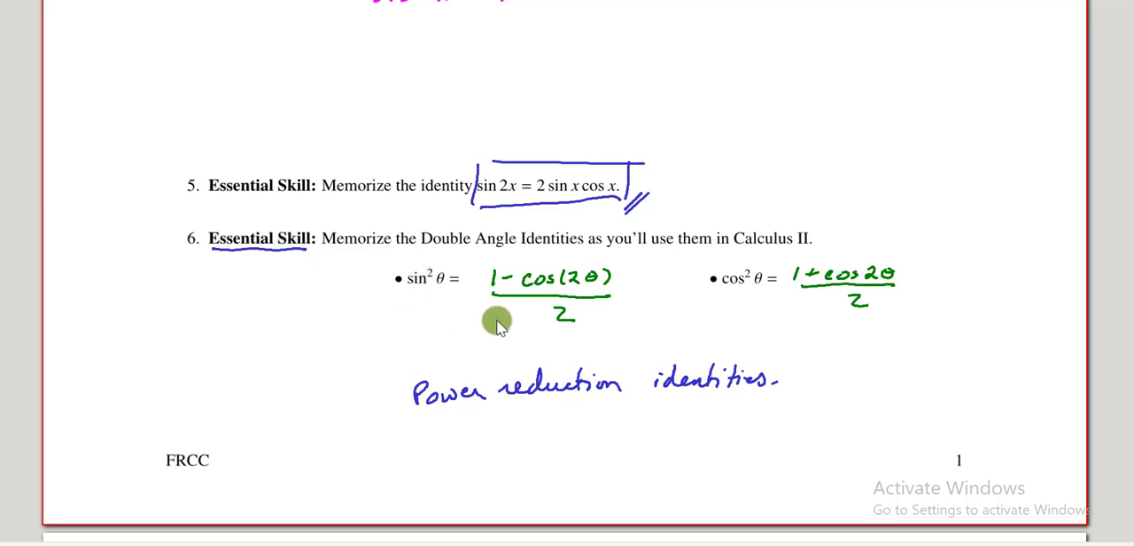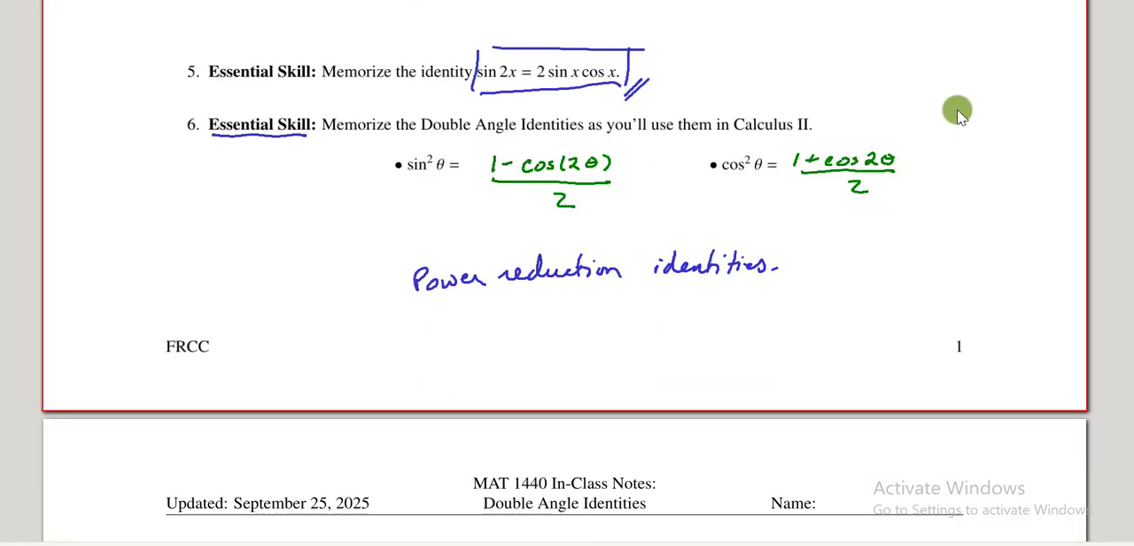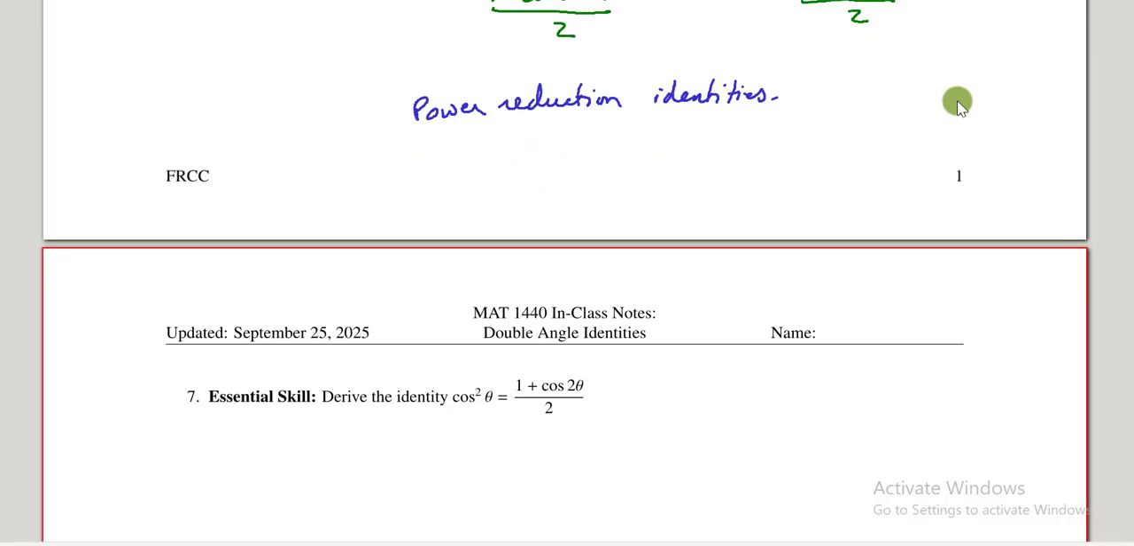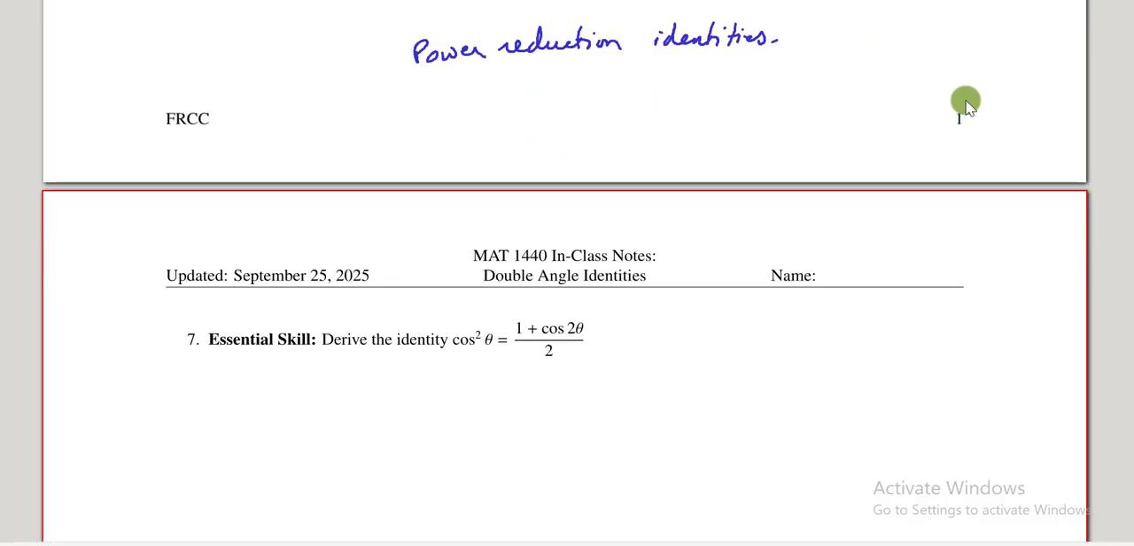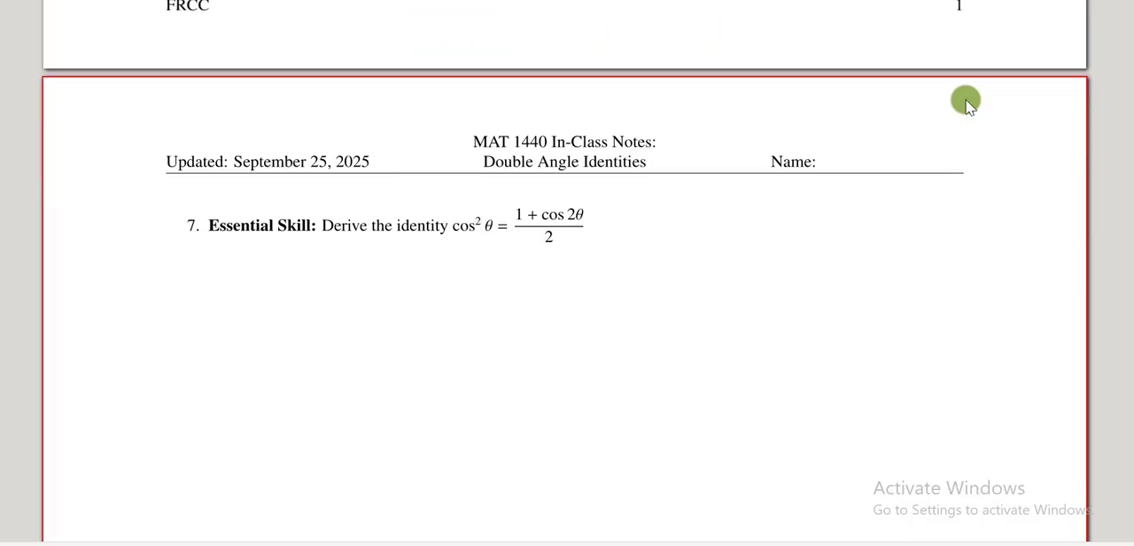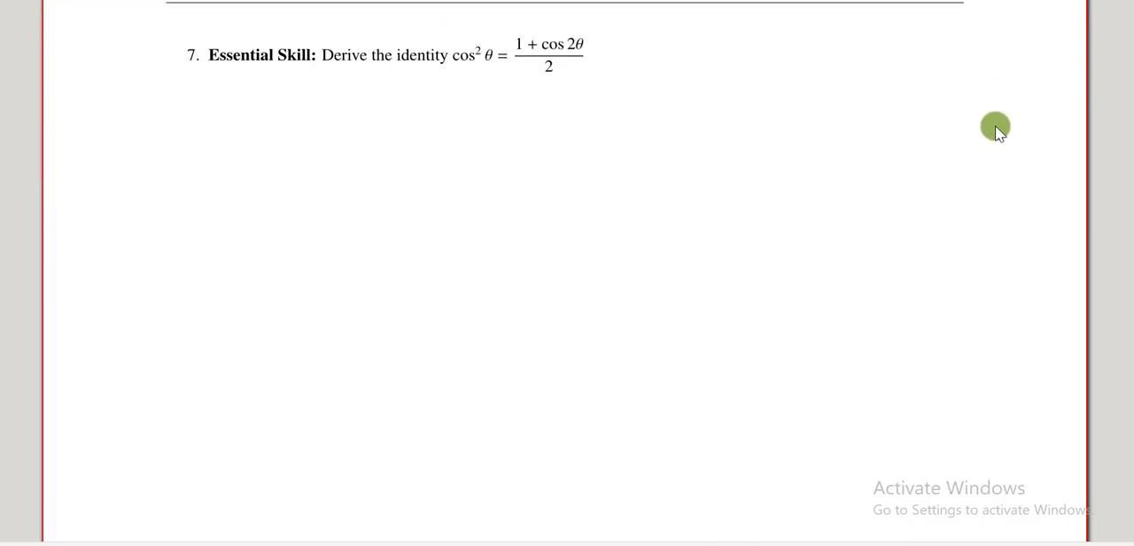So I would recommend putting the double angle identity for sine squared on one note card, and the double angle identity for cosine squared on another note card, and then write this on the back. So it is important that you have those memorized, especially for Calculus 2. And what I'd like to do is derive one of these, and then I'm going to give you the challenge of deriving the second. I'll give you one key hint for that. So let's go ahead and start by deriving this power reduction identity.